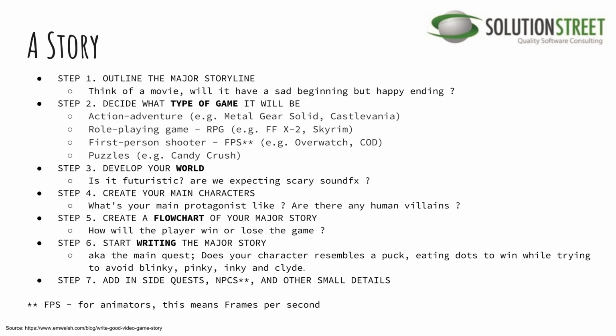And then once we're done with that, we start writing the main story, the major story. Note that in step 1, it's just outlining it, and in step 6, it's writing it. This also involves the developing part, the coding part, I mean. So think about the main quest. Does your character assemble a Puck, eating dots to win while trying to avoid Blinky, Pinky, Inky, and Clyde? So I have a question. Who knows who those guys are?